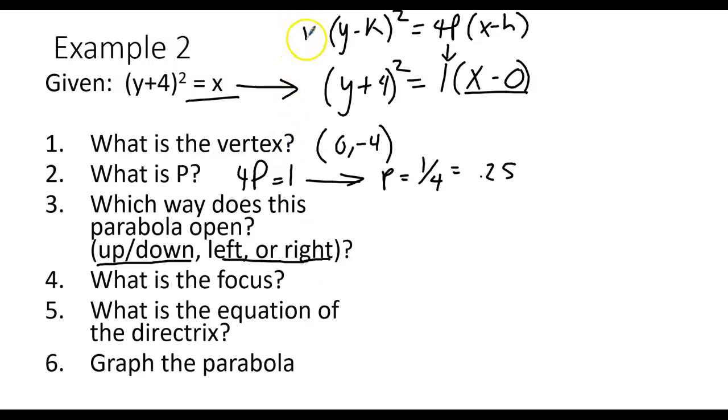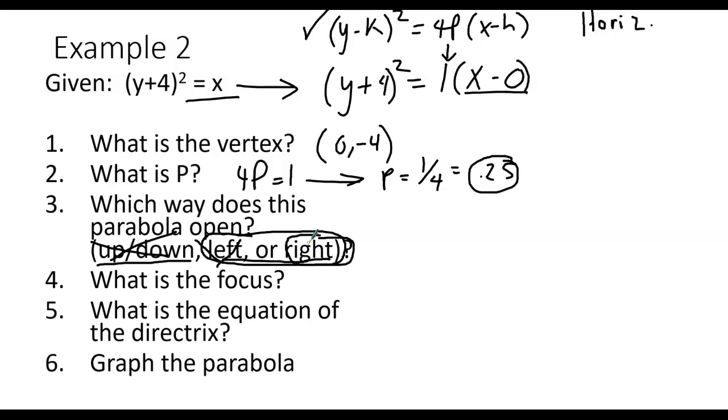So our formula looks like this. So that means we're dealing with a horizontal parabola. And since I'm dealing with a horizontal parabola, it's either left or right. Now my p-value is positive, which means that it is right. So I know that my parabola is opening in a rightward direction.